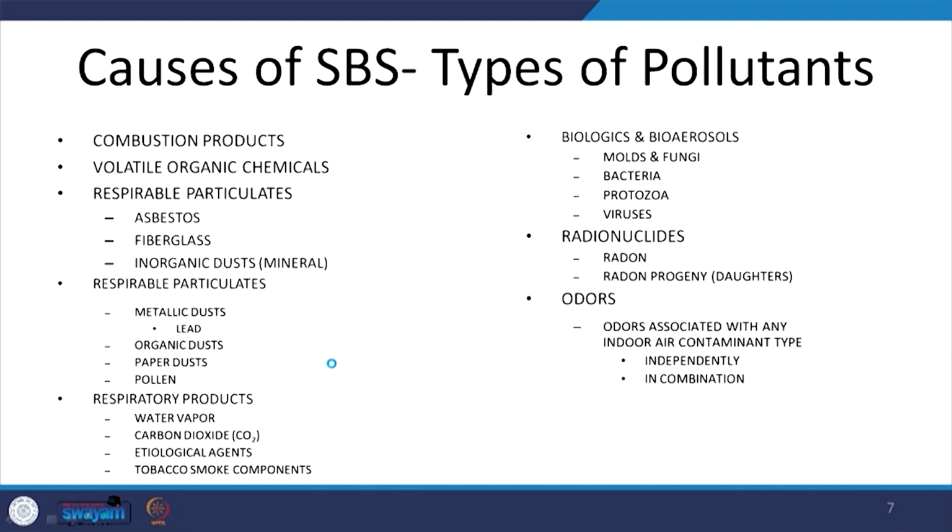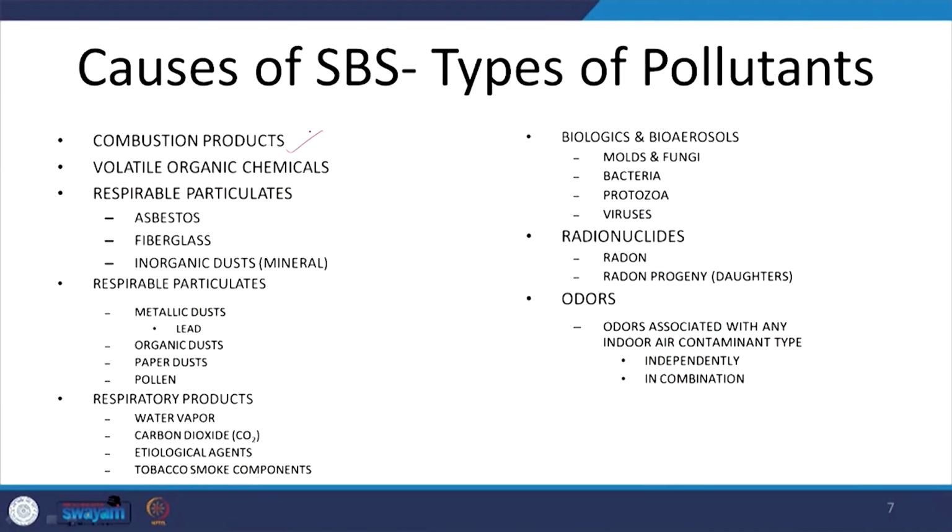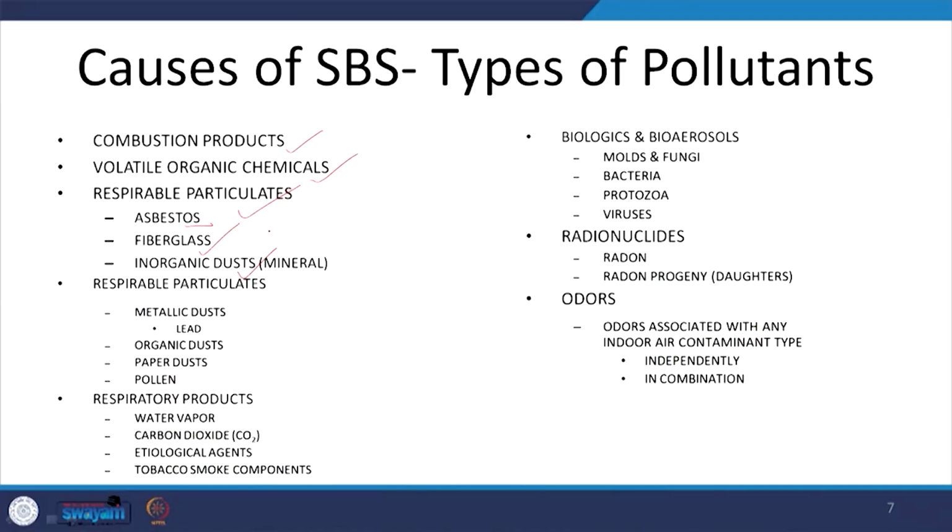Now, quickly looking at the causes of sick building syndrome and the different types of pollutants which cause this. We have combustion products, which we just discussed, from the consumption of fuel inside. Then VOCs, volatile organic compounds. We have respirable particulates, for example asbestos. If it is used as a building material, it will give rise to suspended fine particulate which is respirable and is a health hazard, because of fiberglass and also inorganic dusts, the mineral dusts. All these are respirable particulates.